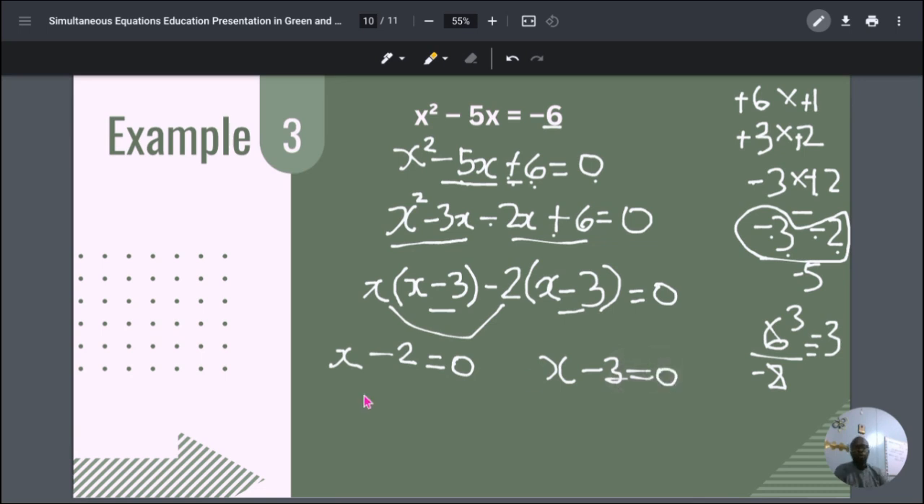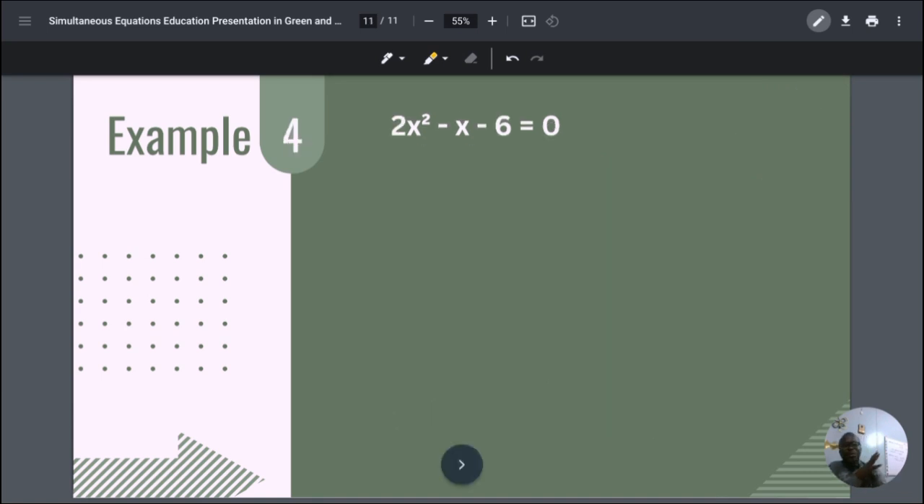Okay, so of course minus 2 goes to the other side, becomes a plus. So that will be x equals plus 2, which is also 2. And at the other side, minus 3 goes to the other side. That will give me x equals plus 3, which is also 3. The answer is x equals 2 or x equals 3. I hope you understand that. So let's go to number 4, and we'll use that to call it a day.